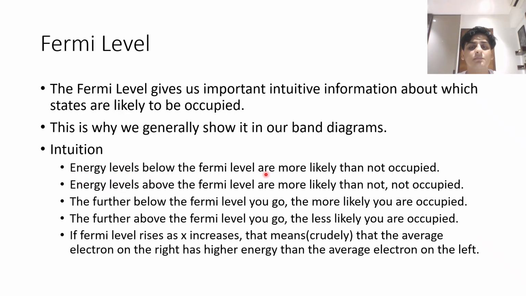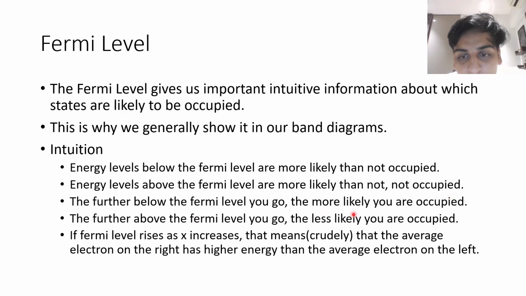Firstly, energy levels below the Fermi level are more likely than not occupied. By more likely than not, I mean with probability greater than 50%. This is something we saw in the expression of the Fermi level itself. So if you're below the Fermi level, the likelihood that you're occupied is more than 50%. If you're above the Fermi level, you are more likely than not unoccupied, which means the probability that you're occupied is less than 50%.